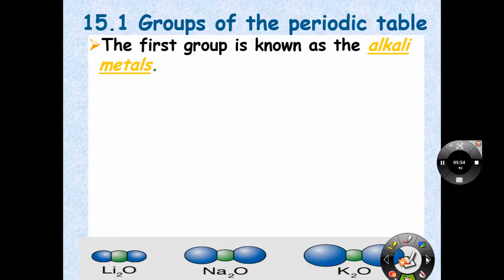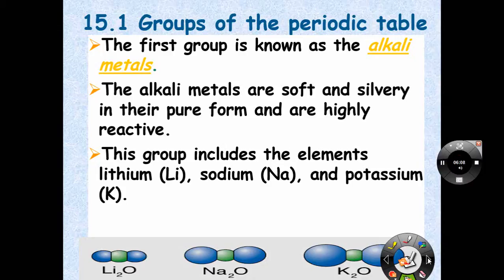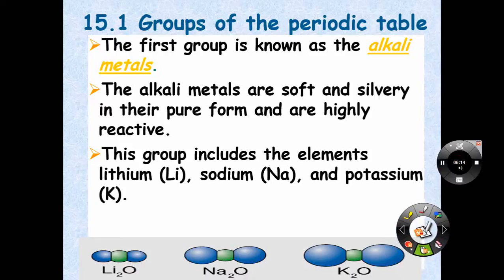The first group on the periodic table is known as the alkali metals. They're characterized by being soft, silvery in their pure form, and highly reactive. This group includes elements like lithium, sodium, and potassium. What's really cool about these guys here is they're characterized by having 1 valence electron, which means they want to give away 1 electron, which makes them highly reactive.